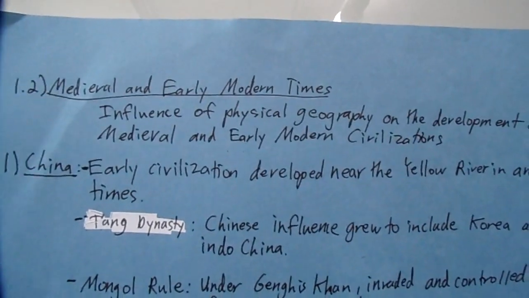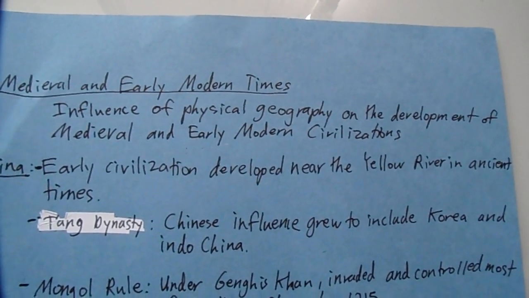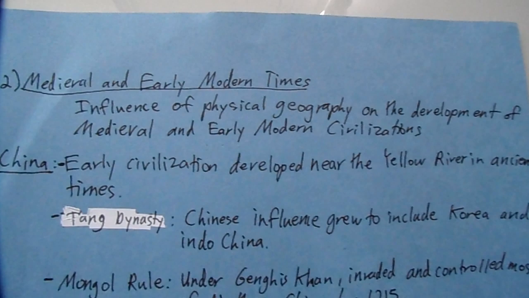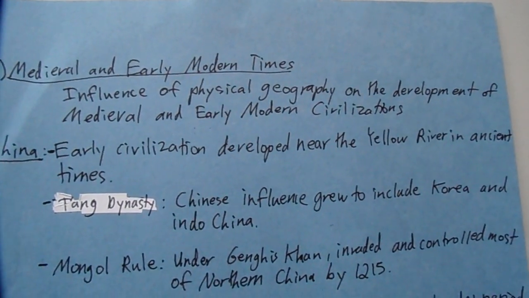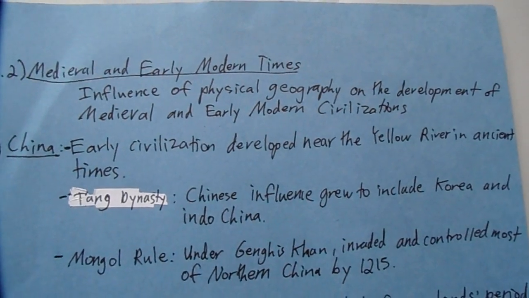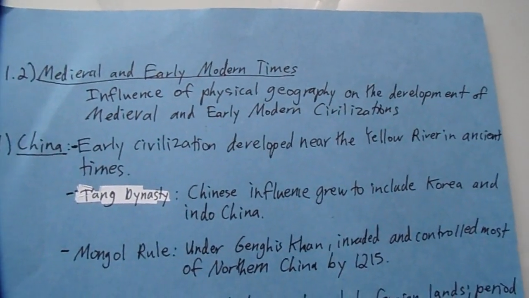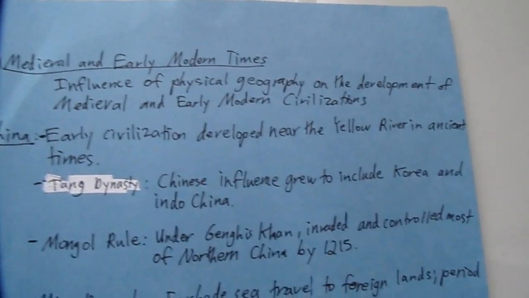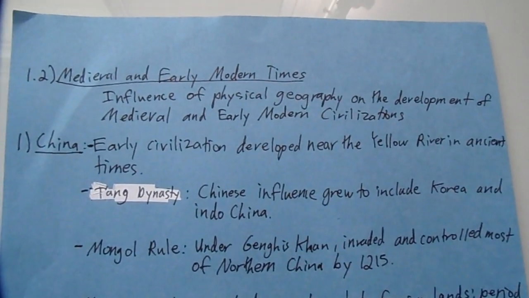So we want to have the same question here. Influence of physical geography on the development of medieval and early modern civilizations. So China, the early civilization developed near the Yellow River in ancient times. Now, if you know a map of China, the Yellow River is on the coast near, I believe, Beijing and Shanghai, somewhere over there.